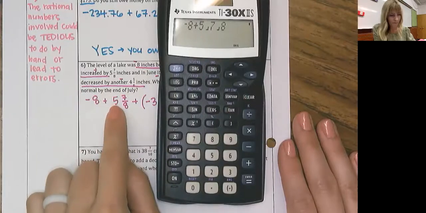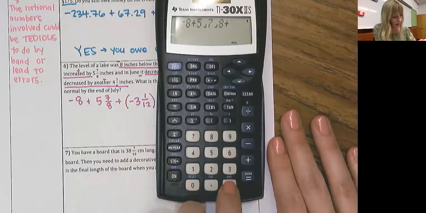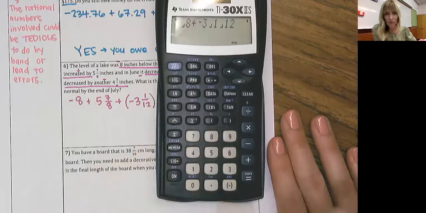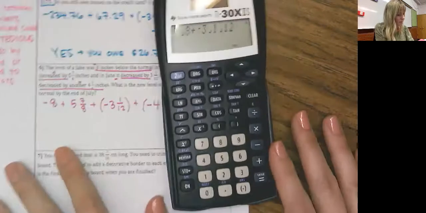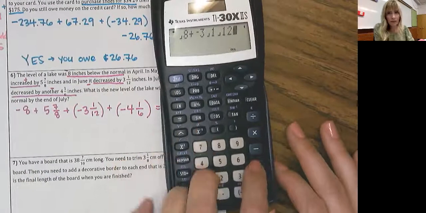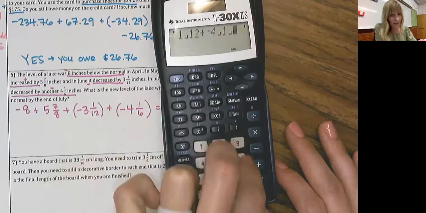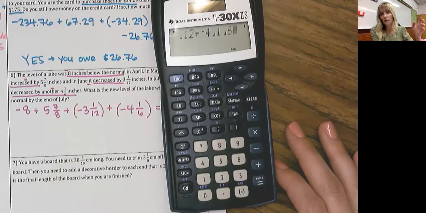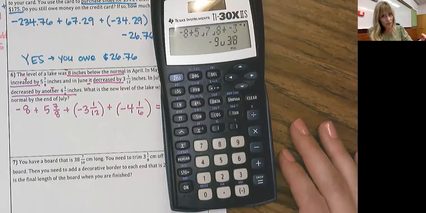5 7/8. Plus, here I go. The next one is negative, ready? -3 and 1/12. I just push that ABC button in between every value. And then plus -4 ABC 1, ABC 6. If it wasn't a mixed number, if it just said 1/6, then I would just push the ABC button once, 1 ABC 6. It's not an ABC button, I just call it that. It's a fraction button. And push enter.